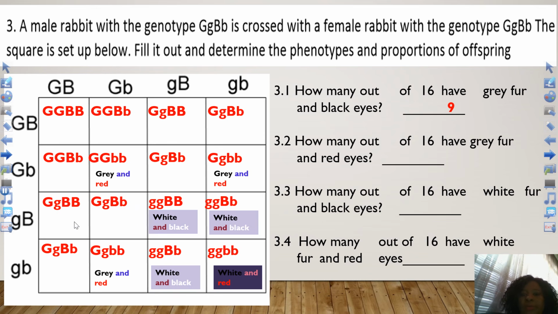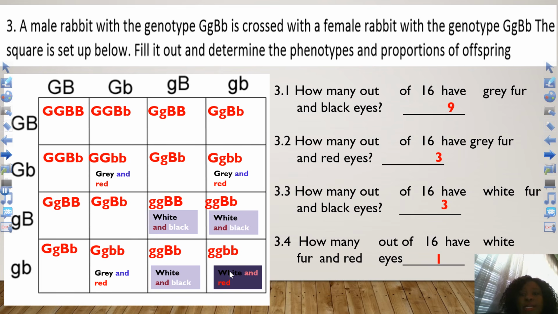So how many have got gray fur and black eyes? All the ones that at this moment are not labeled. The labeling will come later. You can count 1, 2, 3, 4, 5, 6, 7, 8, 9. Those will have gray fur and black eyes. 9 out of 16. How many have got gray fur and red eyes? That will be 1, 2, 3, as you can see in the Punnett square. How many out of 16 have white fur and black eyes? As you can see, we've got 1, 2, 3. How many have white fur and red eyes? There is only 1.